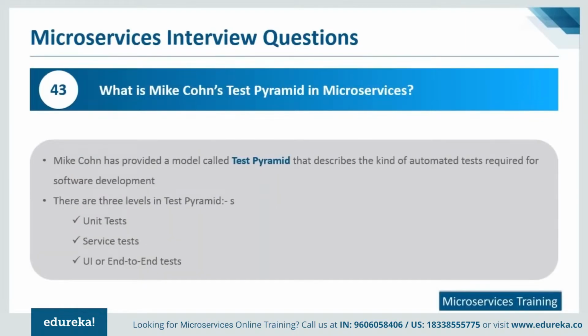Okay, so the next question is, what is Mike Cohn's test pyramid in microservices? Now, when you talk about the pyramid, there are 3 levels in this pyramid. So the first level will have unit tests. Now, these are tests that happen for individual units. You have service tests. Now, these tests test the complete service that is there. And then you have your end-to-end tests, which are for the complete development or architecture.